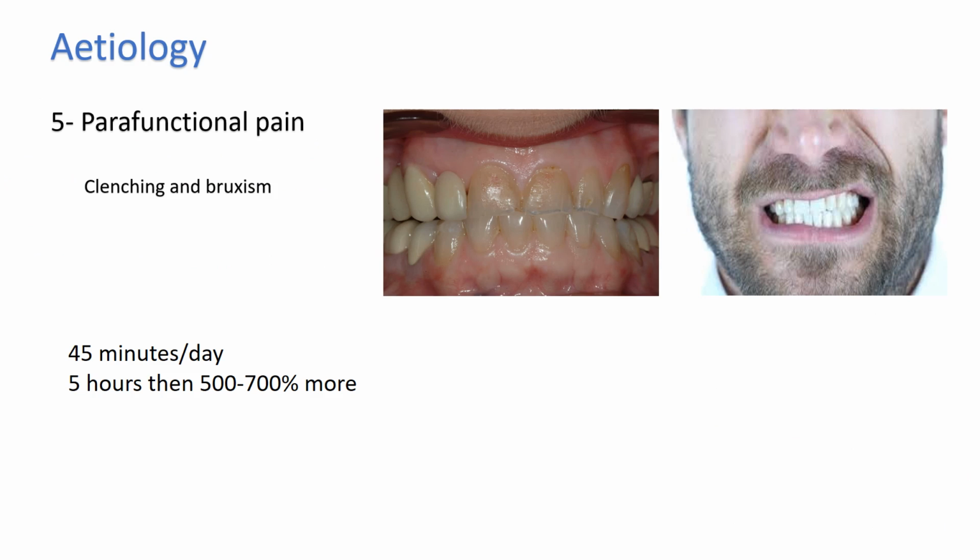The fifth reason is parafunctional pain. For many years, dentists have focused on bruxism and clenching as significant factors for causing TMDs. Clenching is biting during the day, while bruxism is biting during the night. Usually, teeth come in contact in a normal person for 45 minutes in 24 hours. And imagine 5 hours of continuous loading and pressure on the teeth. This will represent 500 to 700% more pressure and contact between the teeth than the normal condition. Most of the time, this can lead to TMDs.